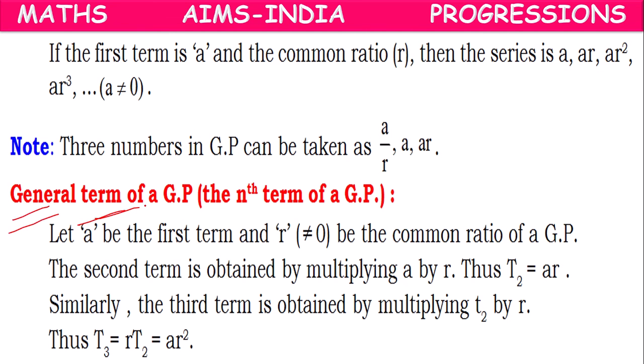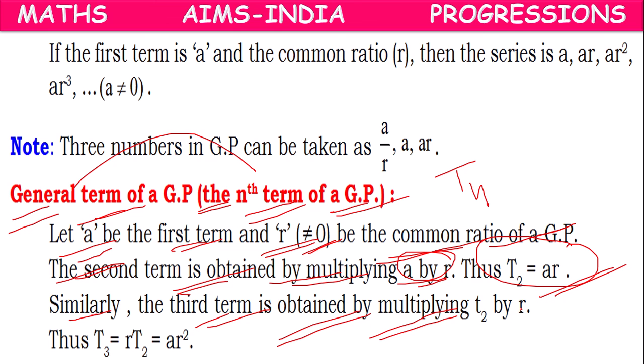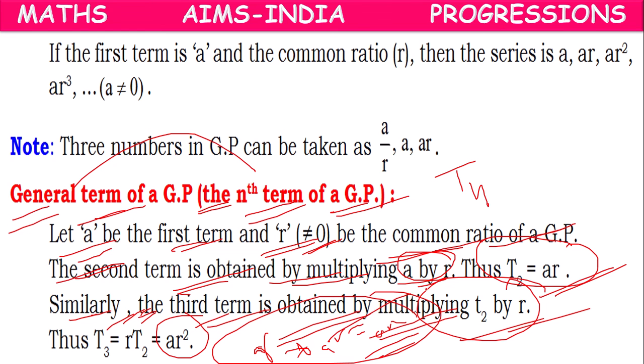Next one, general term of a GP, or it is also called nth term of a GP, represented by Tn. Let A be the first term and R not equal to 0 be the common ratio of GP. The second term is obtained by multiplying A by R. So T2 equal to AR. Similarly, third term is obtained by multiplying T2 by R, means R into T2, which equal to AR into R, which is equal to AR square.